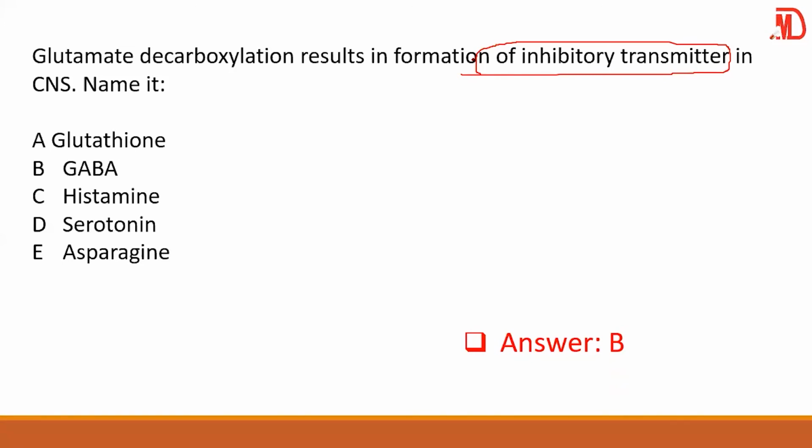So you need to stop it. So you need to give an inhibitory neurotransmitter. So you give the GABA. And the process by which it forms is the glutamate decarboxylation. So here you are thinking of GABA. That's gamma aminobutyric acid.